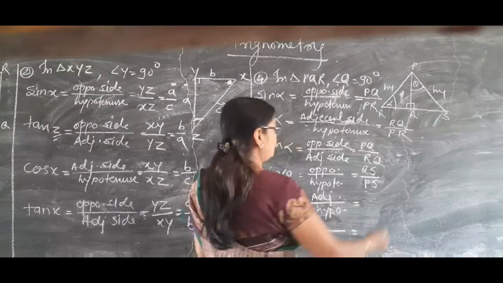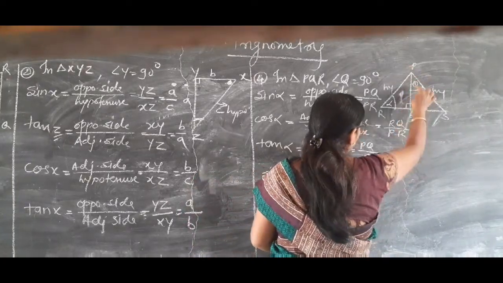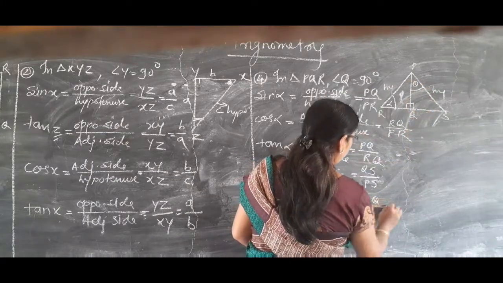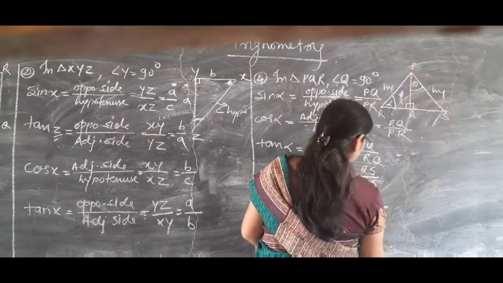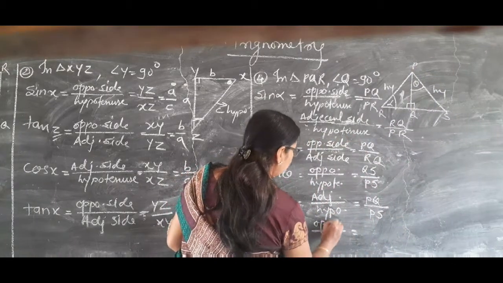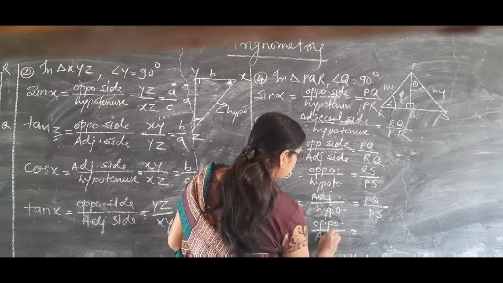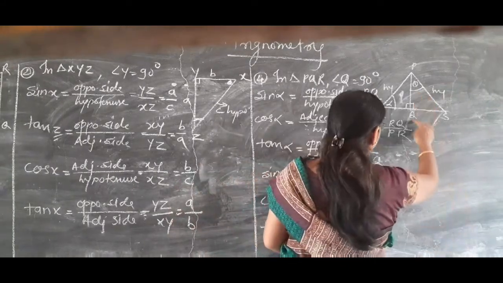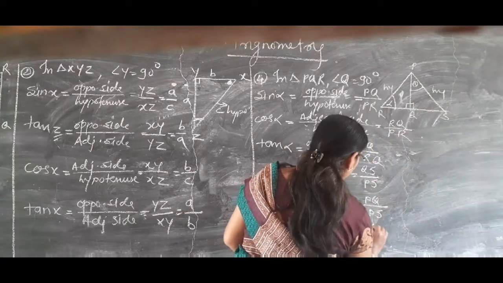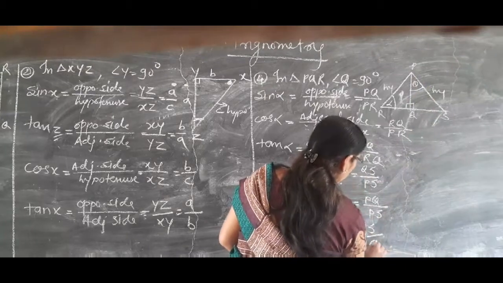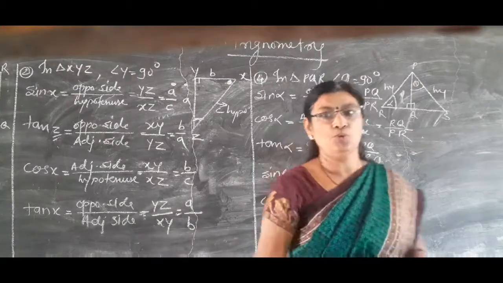Now which is the adjacent side for theta? PQ. This theta lies on which side? PQ. And which is the hypotenuse? PS. Now what does tan mean? Opposite side upon adjacent side. So for theta the opposite side is QS, and the adjacent side is PQ. If values are given, you have to put the values.